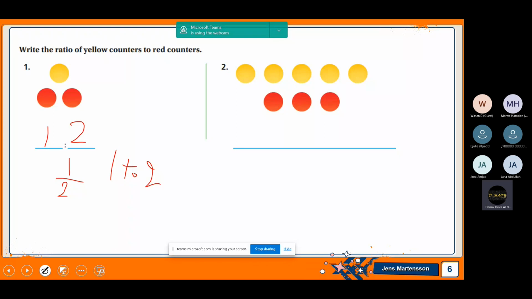This is what I mean by ratios. Did you get it now? It's very important to understand in your mind what I mean by ratios. Okay?